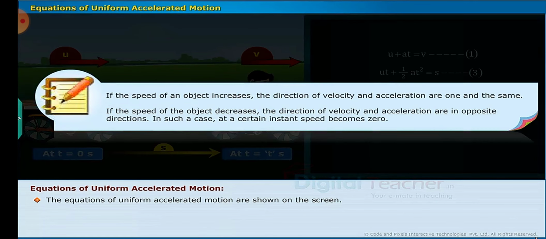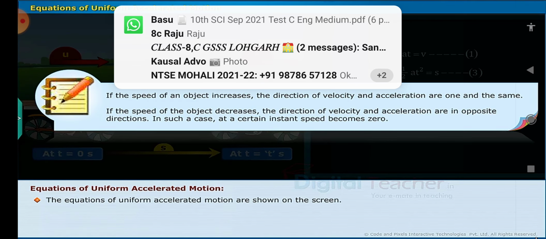Note, if the speed of an object increases, the direction of velocity and acceleration are one and the same. If the speed of the object decreases, the direction of velocity and acceleration are in opposite directions. In such a case, at a certain instant, speed becomes 0.